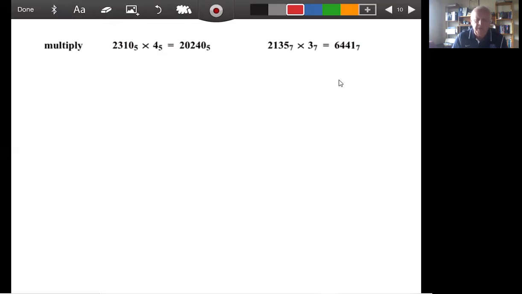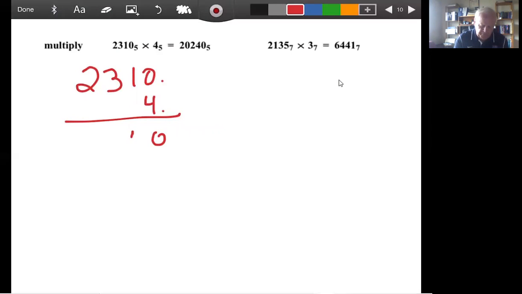Okay, let's go play with multiplication. I'm going to do this the long way so that we can sort of see what's going on. 4 times 0 is 0. That's not a problem. 4 times 1 is 4. That's not a problem. 4 times 3 is 12. But you can't have a 12.